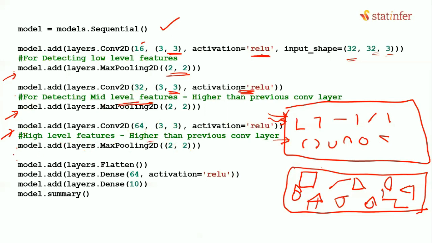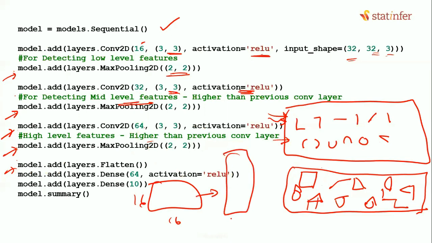Then add max pooling. Flatten it because we are now ready to build the ANN. We are now ready to add the dense layer. If you want to add a dense layer, this output has height and width, and dense layers cannot connect to that. You flatten it. Flattening means, let's say if it is 16 by 16, you make it 256 in one array style. So you make it like one array. That is what flattening is.